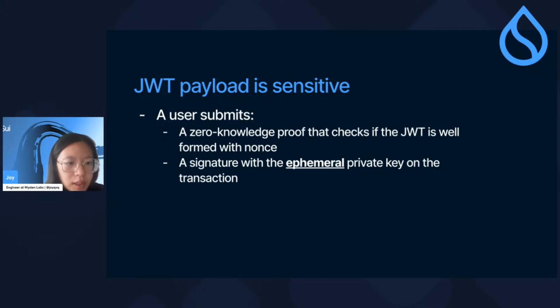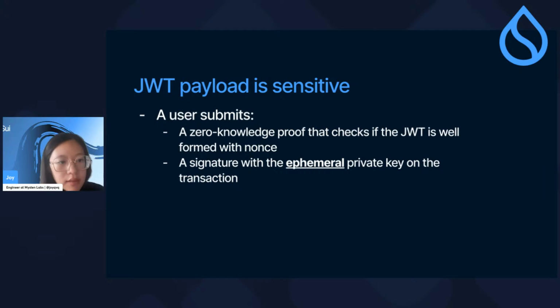So what is the trick here? We like to leverage zero-knowledge proof to check that certain fields of the JWT token are consistent. So what actually goes on chain is a zero-knowledge proof that proves that you are the owner of this JWT token. And the second part is we still need a signature, but the signature is signed using the ephemeral private key that commits to your transaction.